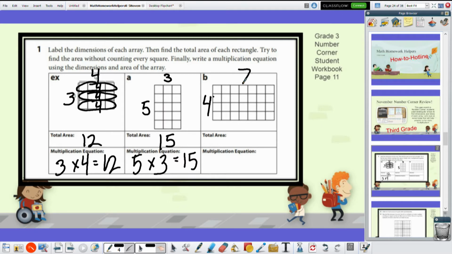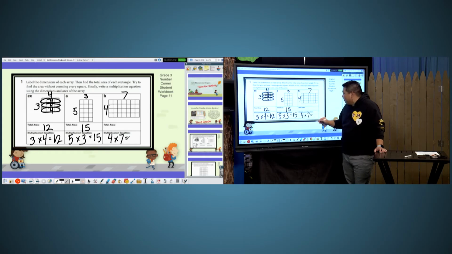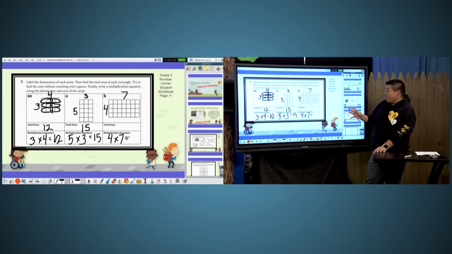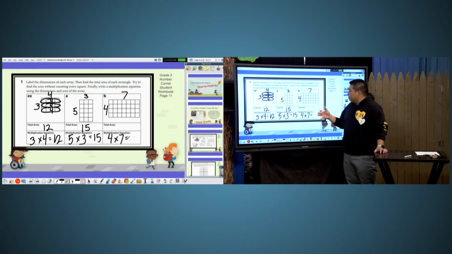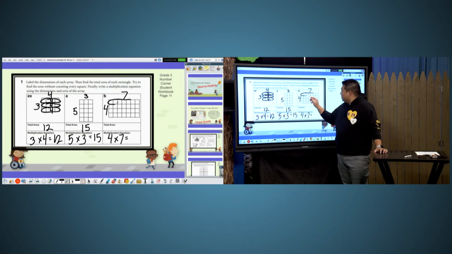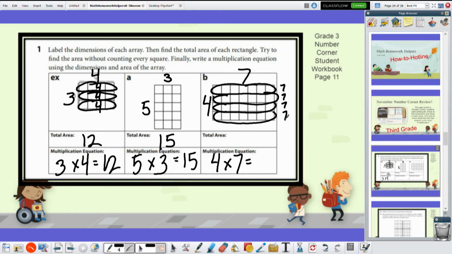So we have 4 by 7, or our multiplication sentence is going to say 4 times 7. Again, we could sit here and count them all, or we could use some of the strategies that we've talked about. So 4 groups of 7 means I have 7 here, 7 here, another group of 7, and one more group of 7. So you could say 7 plus 7 plus 7 plus 7. Or 7 times 4, or 4 times 7.